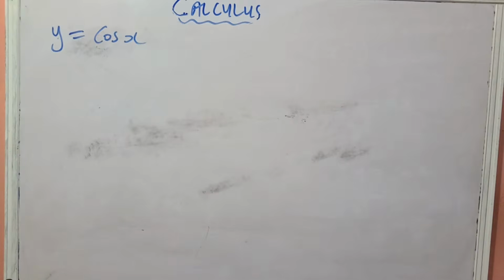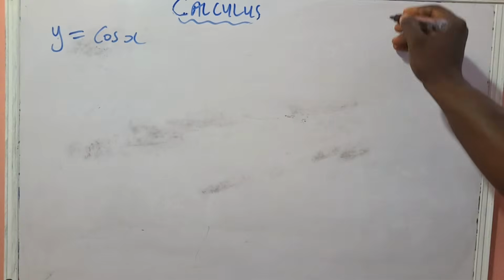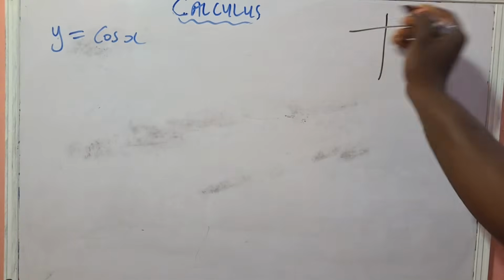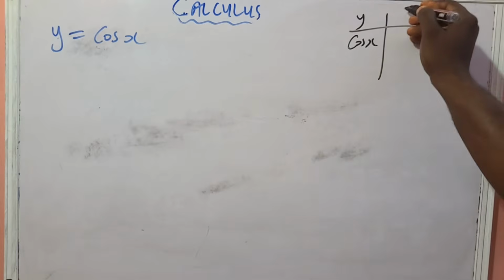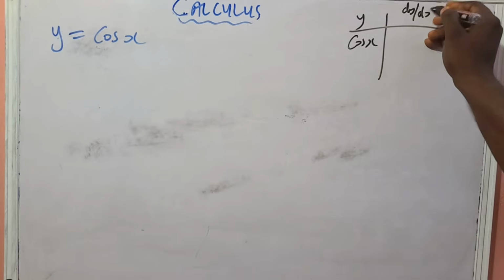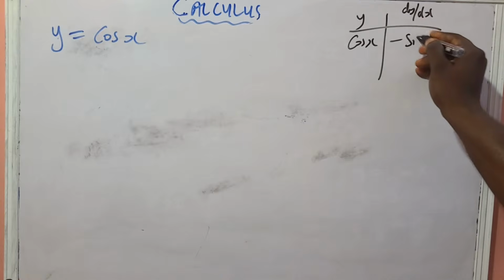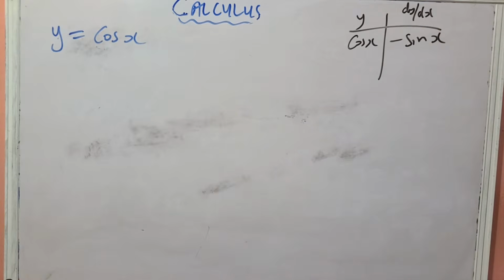So if you are differentiating y equals cos x, if you check the table it will tell you that if you had y as cos x, then dy over dx would be minus sine x. I'm sure you have seen this somewhere. So this is established, you know this probably, but we have to make use of first principle. So that's what we want to use.